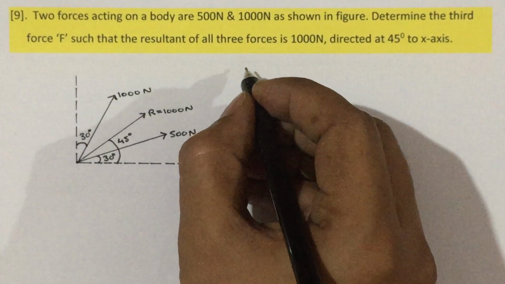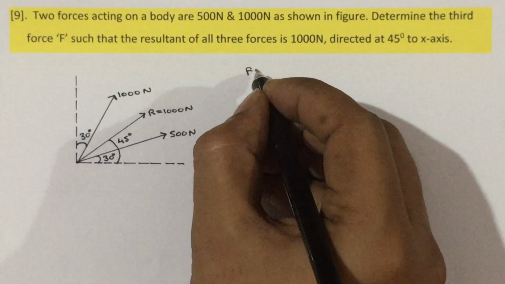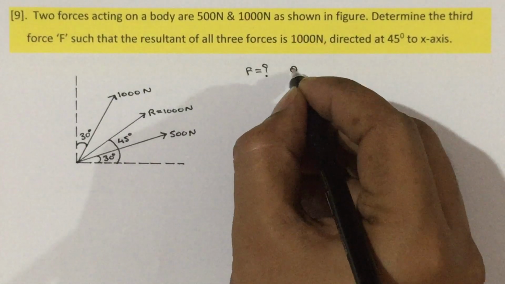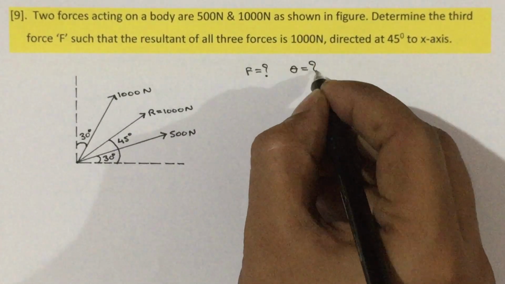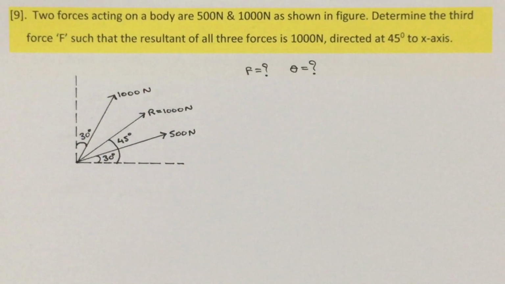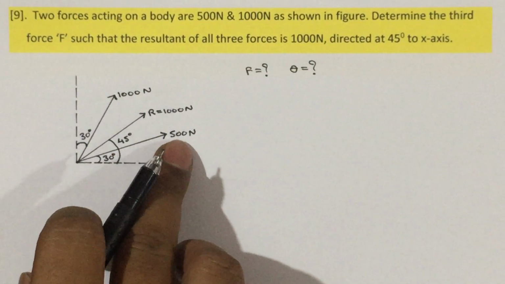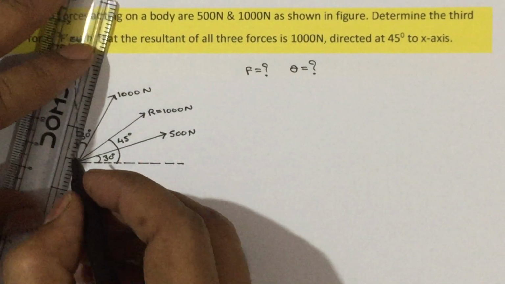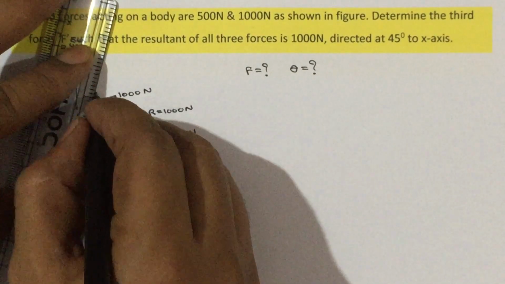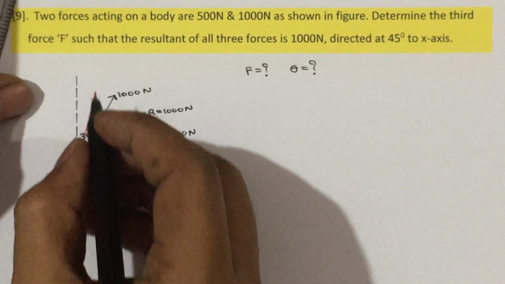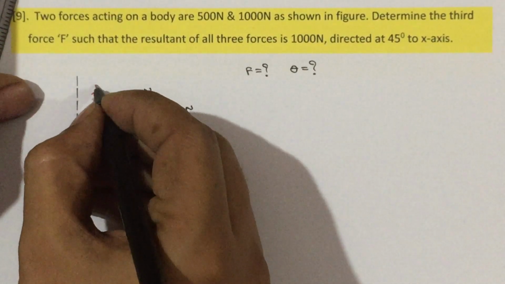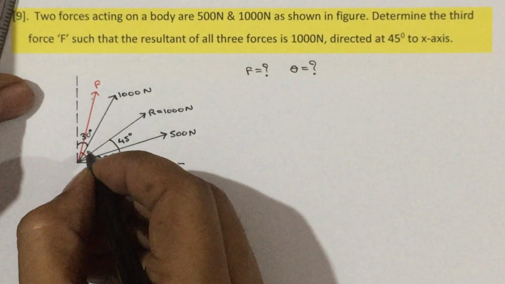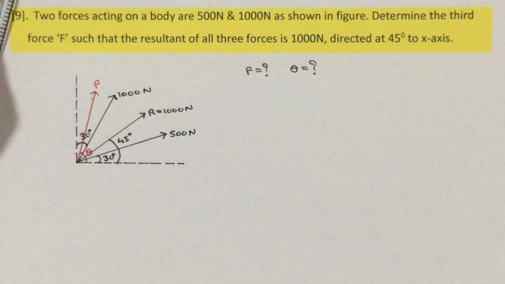So, we need to determine the third force. Let us consider that one as F is equal to question mark, that is the magnitude, and the direction of that force, let us consider that one as theta. In the given problem only the two forces are given, 500 Newton and 1000 Newton. Let us write the third force. Let us consider that one as inclined and the value is F. It is inclined at an angle of theta with respect to horizontal.